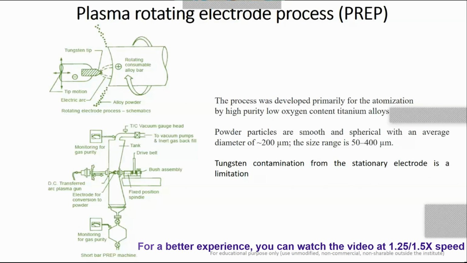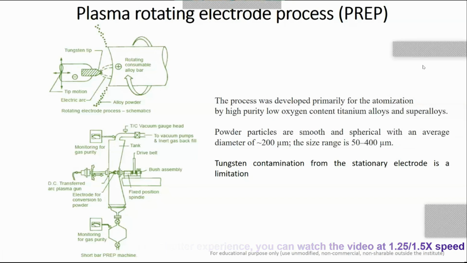Plasma Rotating Electrode Process, which is also known as the PREP. So what is happening in this process? In this arrangement, you have a fixed tungsten electrode, and then you have a rotating alloy bar from which you want to produce your powder, and this is also rotated at very high speed, and then it is brought near to this tungsten electrode tip, and a potential is applied which causes the generation of the arc or the plasma in the gap between the electrodes.